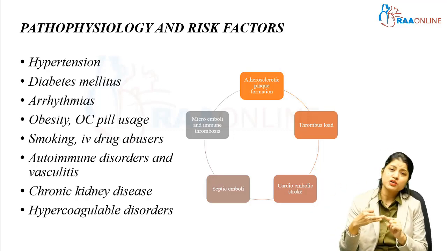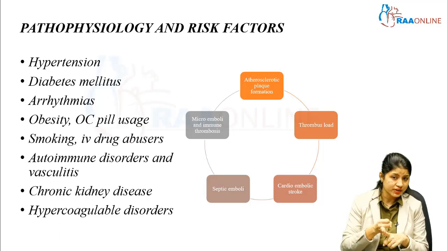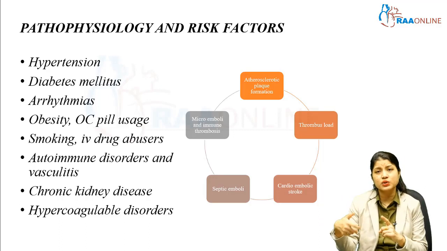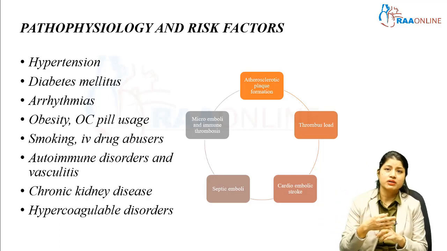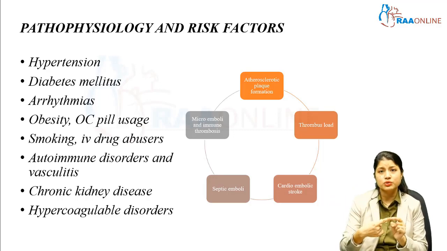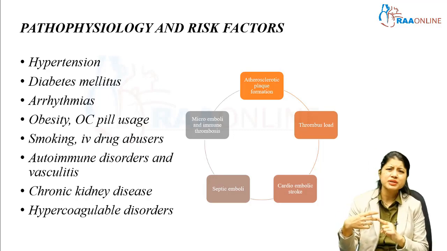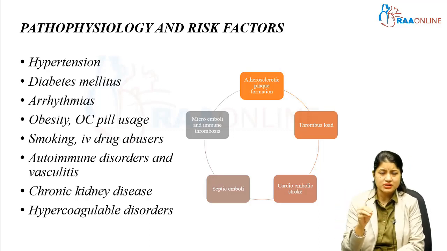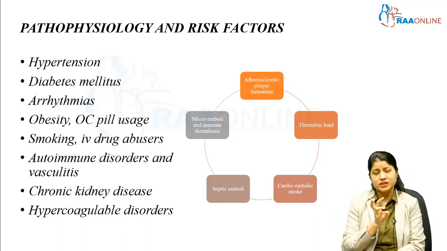Or it can be a part of septic emboli, especially in infective endocarditis, or splenic emboli, the spleen throwing infarcts up above, or any infective source throwing infarcts above. Or it can be as a result of microemboli or immune thrombosis, which we saw recently in the pandemic, that is COVID immune thrombosis. Or it can be a part of any viral inflammatory or autoimmune disorders, especially secondary to coagulability disorders causing thrombus formation.